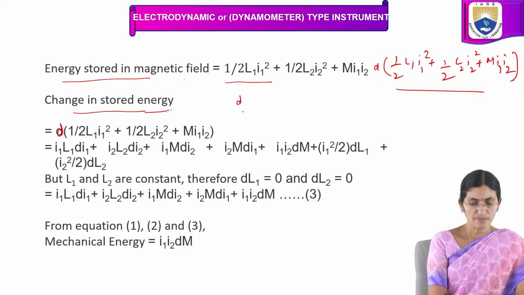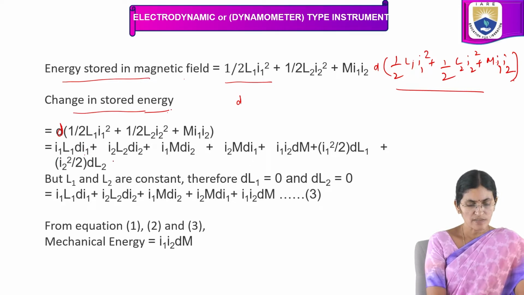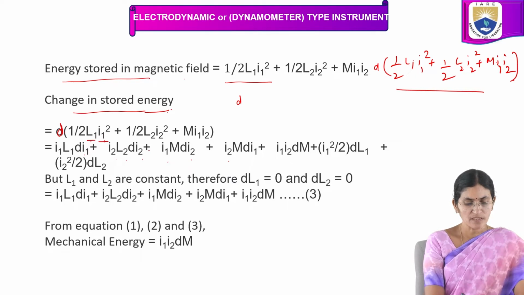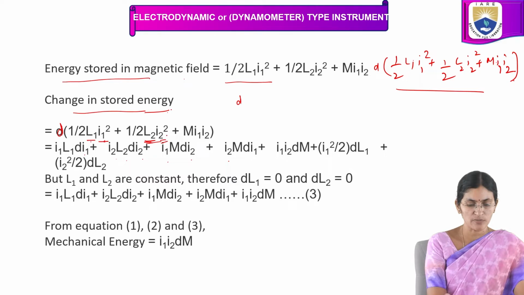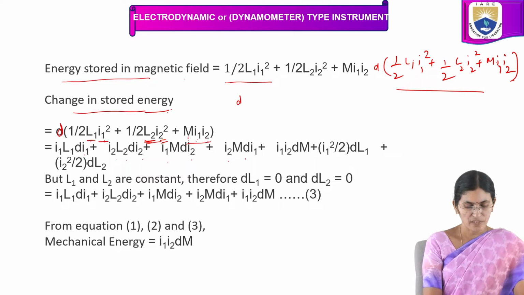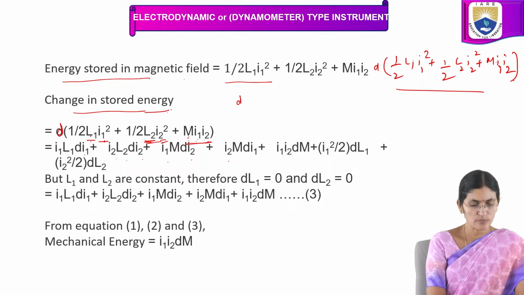Now take the differentiation. So it will be I1 L1 dI1 plus I2 L2 dI2 plus I1 M into dI2. Here we have to take the differentiation with respect to L1, and the second time we have to differentiate with respect to I1. In this case also we first differentiate with respect to L2, next with respect to I2. For the mutual term there are three variables, where you have to differentiate with respect to M, I1 and I2. So here we will have three terms, and for this we will have two terms. That is what is written here.